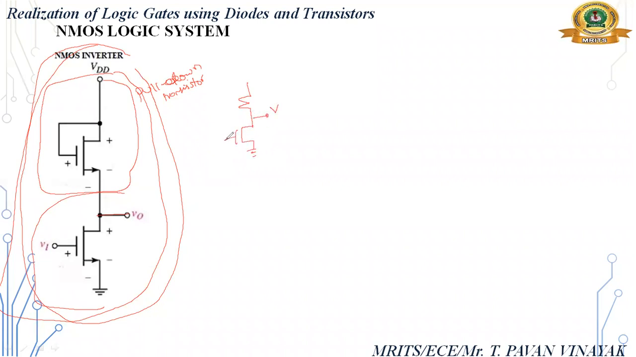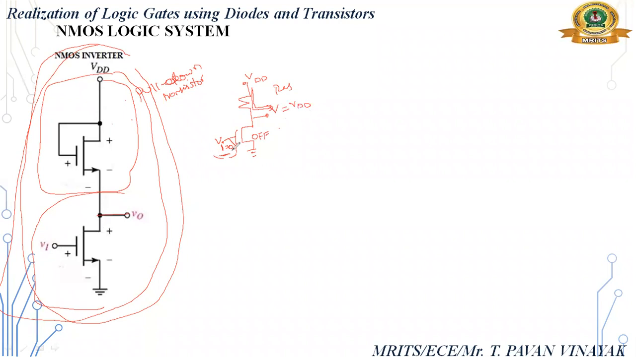N type circuit, Vi, here VDD. This is a resistor load inverter. This is the NMOS pull-down transistor. Both are the same, the working is the same. Whenever Vi is equal to 0 volts, what happens? This will be off, right? So current will go like this. So Vout is equal to what? VDD. Vout is equal to VDD.